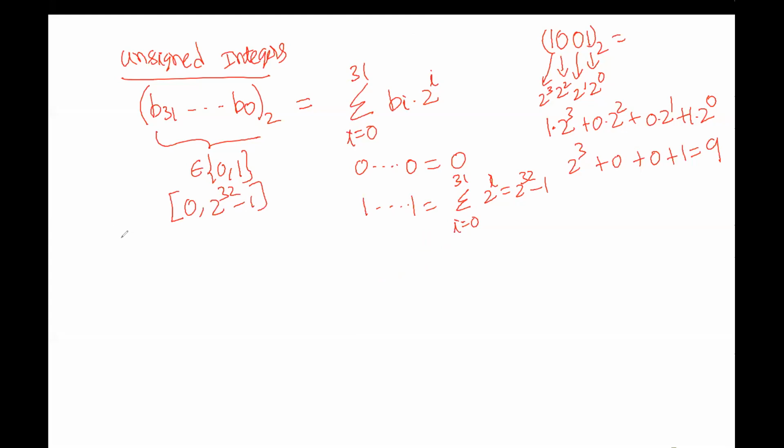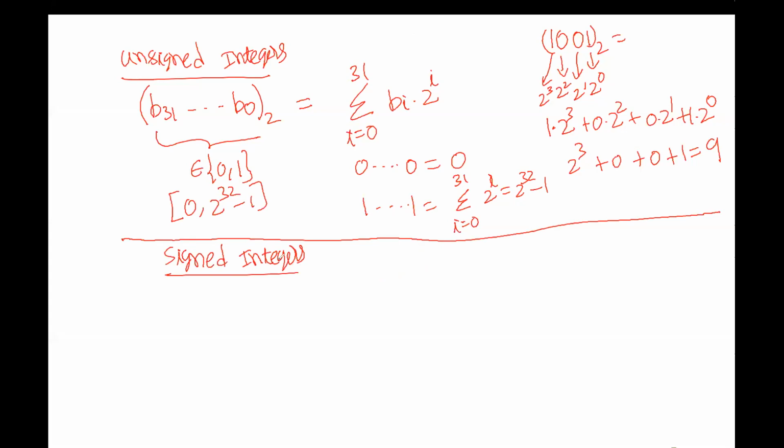So this is for unsigned integers. So now let's look at signed integers. In signed integers, there are different ways of representing numbers which are negative, where we have to represent negative numbers also. There are different ways, but the most popular one is what is called a 2's complement representation. And that's what we will see now.